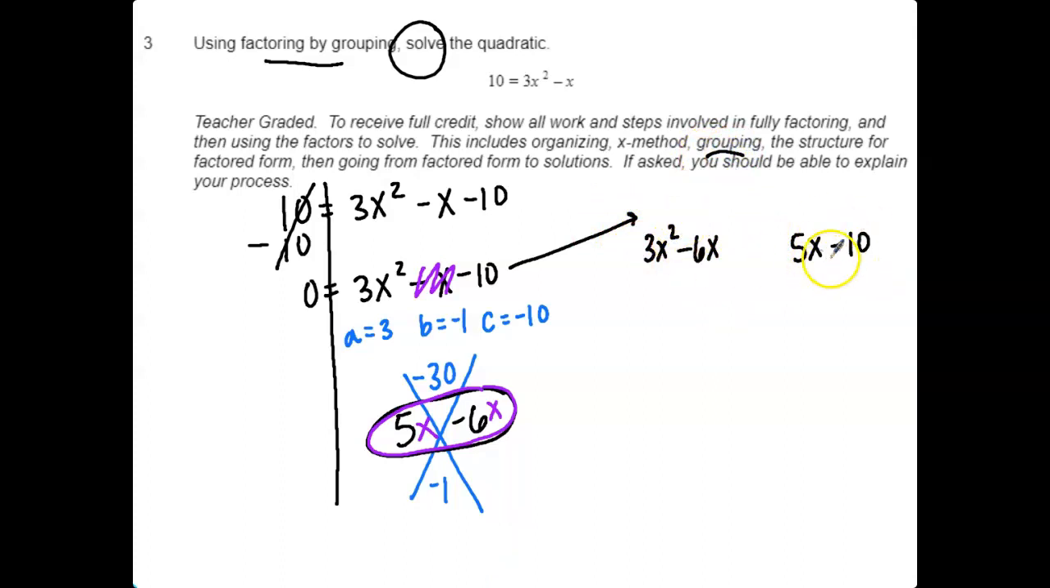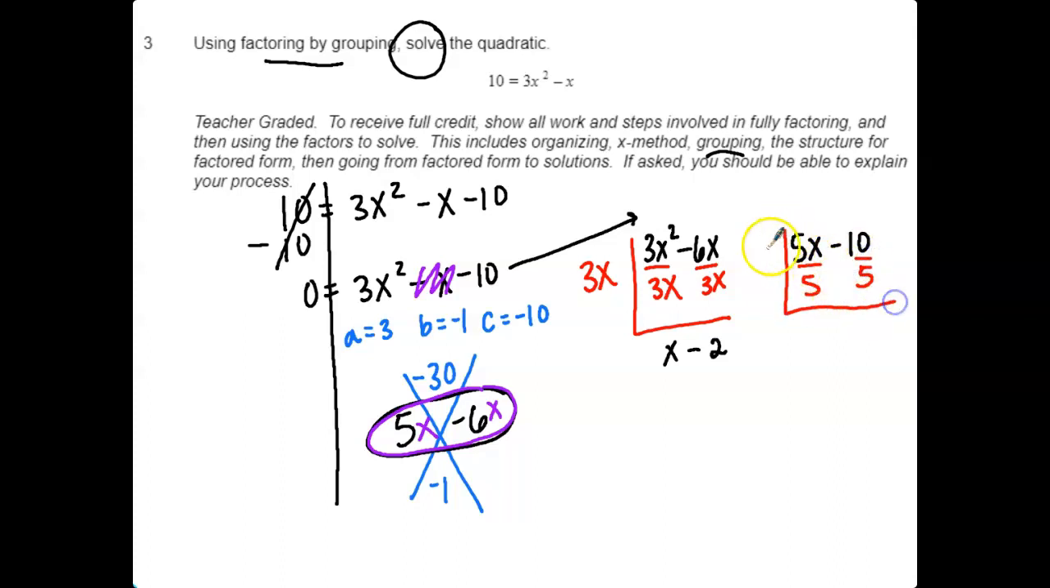And I'm getting ready for grouping, which is why I left some space here. All right, I need a GCF per group. For this first group, I can definitely divide by 3, and both of these have an x. So my GCF is 3x, and once I divide, I'm left over with x minus 2. All right, with the next group, I can divide both of these by 5. And once I divide, I'm left over with x minus 2. I know I did this correctly because my leftovers match.